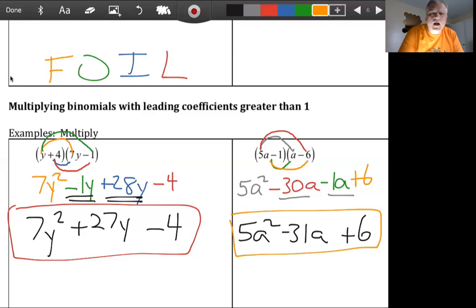Right. So I'm curious as to how many of you prefer to use the FOIL acronym, and how many of you prefer to just say, I'm going to take the first term and distribute it all the way through the second group of parentheses, and then I'm going to take the second term and distribute that all the way through the second group of parentheses. How many of you use FOIL, and how many of you just say, I'm going to use distributing, and that's it. First the 5a and then the minus 1, for example. But other than that, we're done.